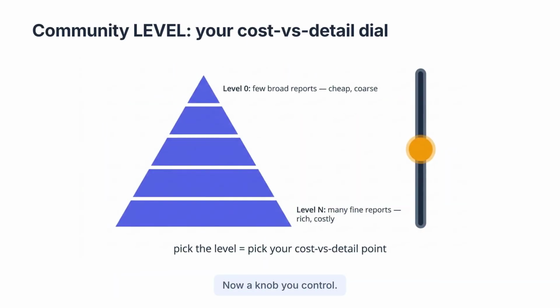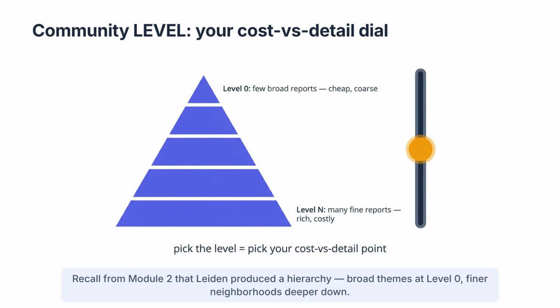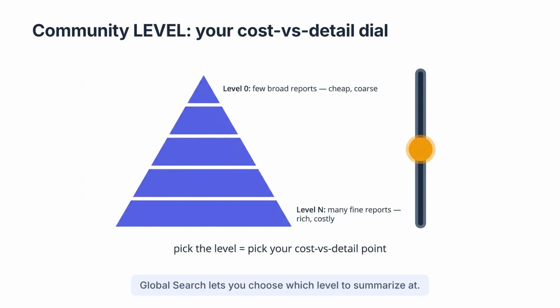Now, a knob you control. Recall from Module 2 that Leiden produced a hierarchy: broad themes at level 0, finer neighborhoods deeper down. Global search lets you choose which level to summarize at. The root gives a few big reports, cheap but coarse. Go deeper for many richer reports: more nuance, more tokens. The level dial is your cost versus detail trade-off.